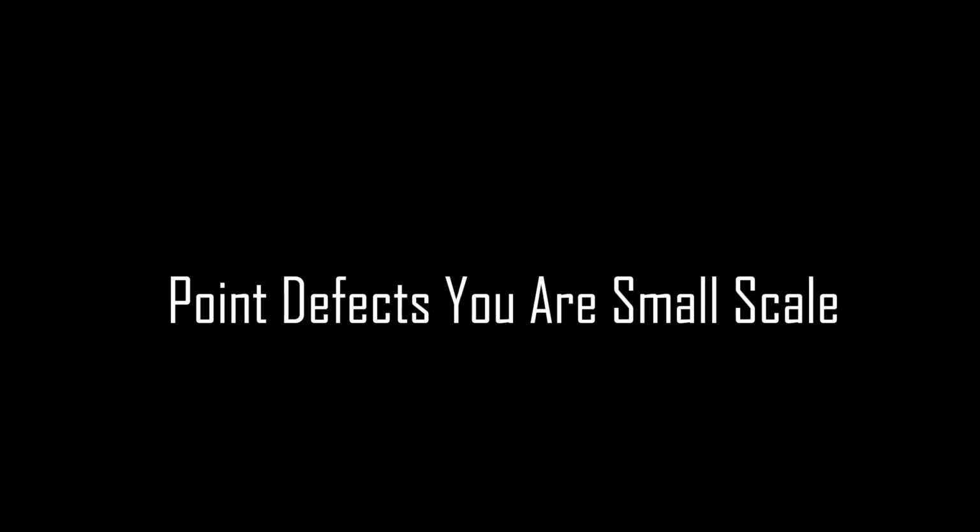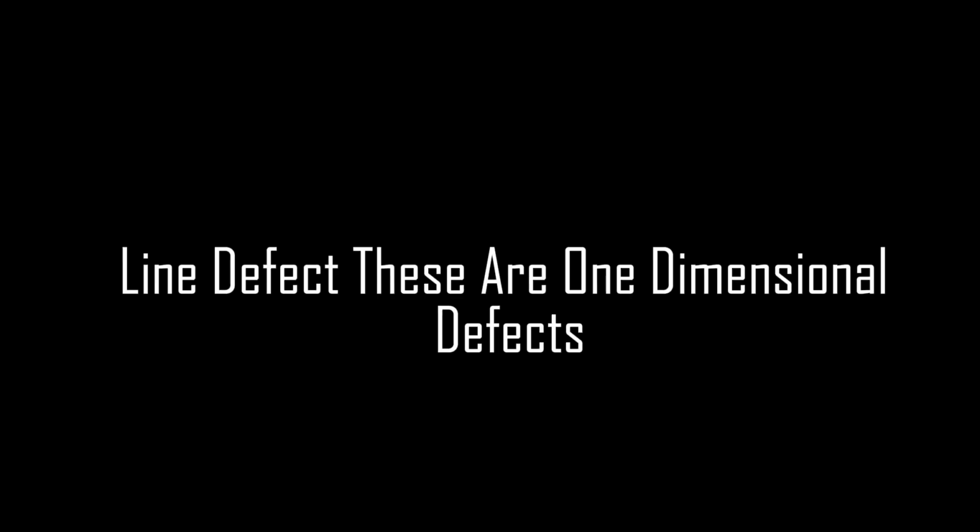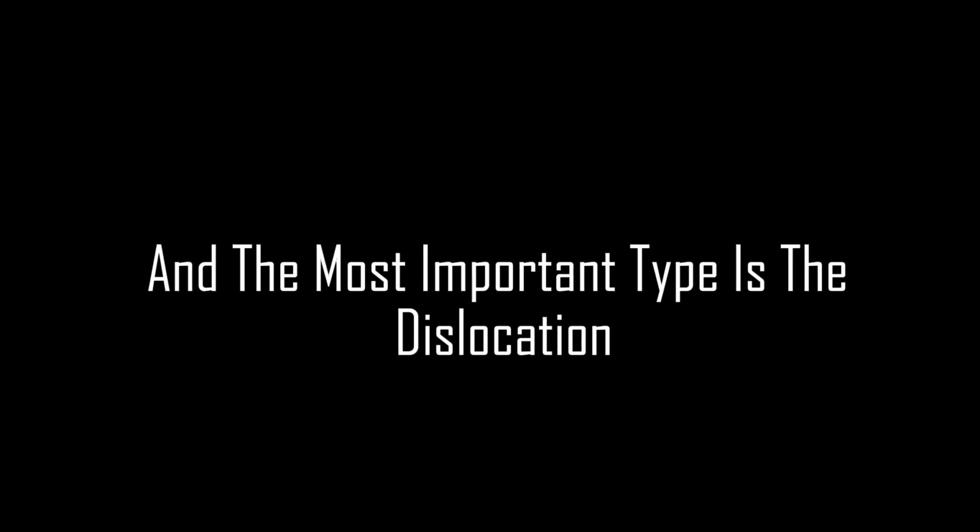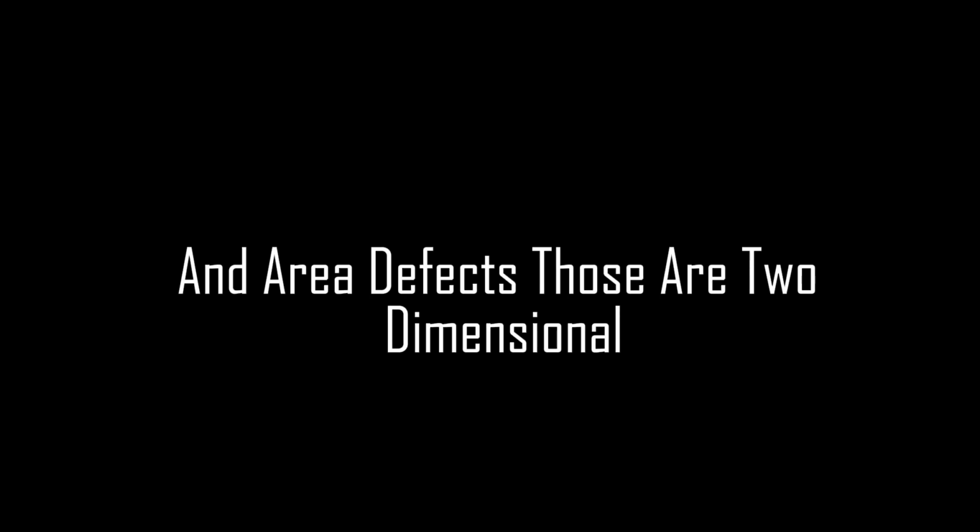Point defects you are. Small scale. Yeah. Like a missing atom, a vacancy, or an extra atom squeezed in where it doesn't belong, an interstitial atom. Okay, line defect. These are one-dimensional defects, and the most important type is the dislocation. It's like an extra half plane of atoms inserted into the lattice, causing a distortion along a line. And area defects. Those are two-dimensional, like the external surface of the material itself, or those grain boundaries we just talked about, the interfaces between different crystal grains.